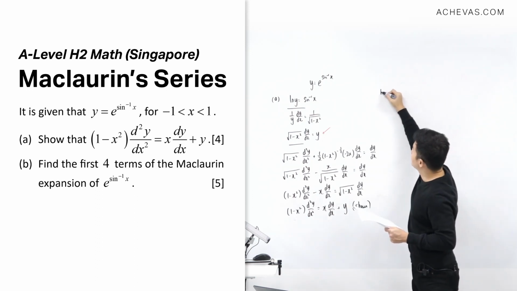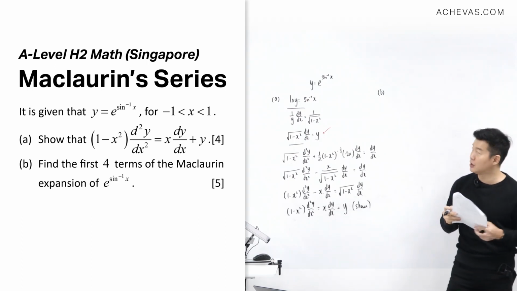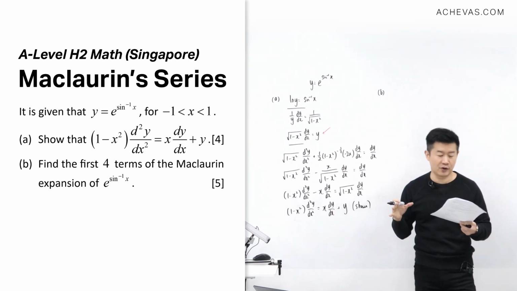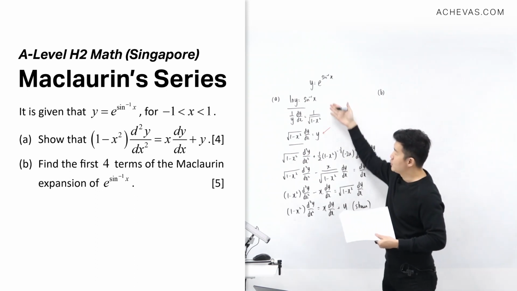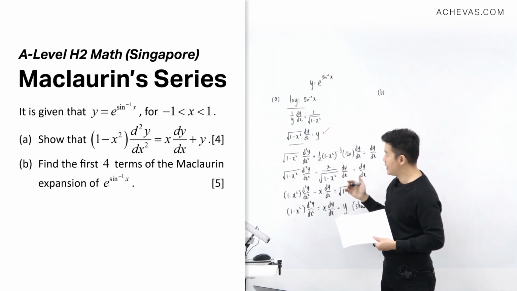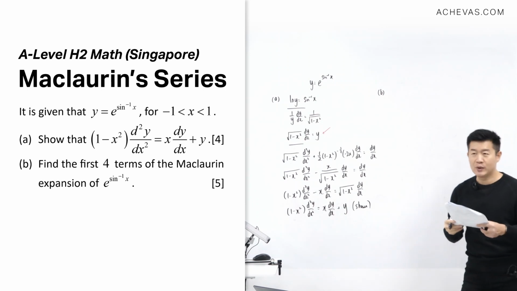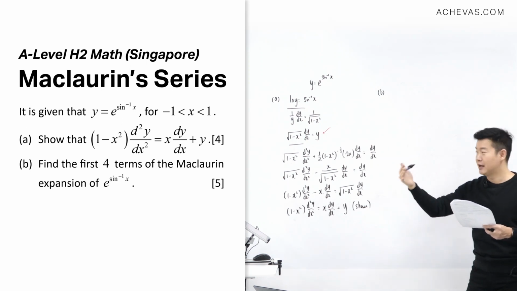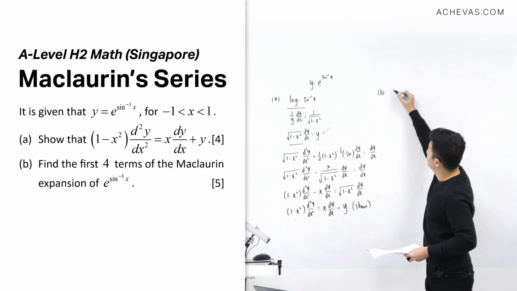In B, we are now supposed to be finding the first 4 terms of the Maclaurin's expansion of e to the power sine inverse x. So we are going to be making use of the formula for Maclaurin's. We already have y, we already have an equation for dy dx, and we also now have an equation for d squared y dx squared. We need at least one more in order to derive the first 4 terms of the Maclaurin's expansion, which is an equation for d cubed y dx cubed. So let's try to differentiate this.